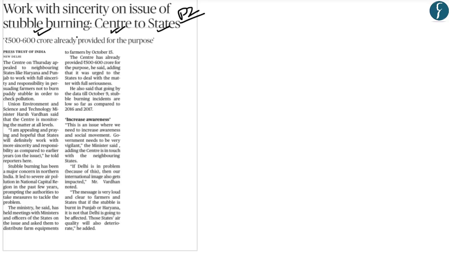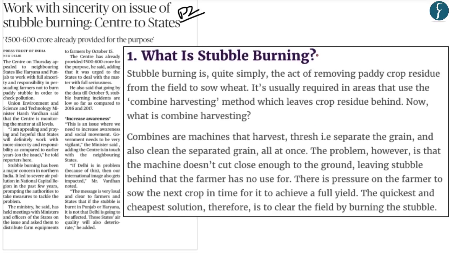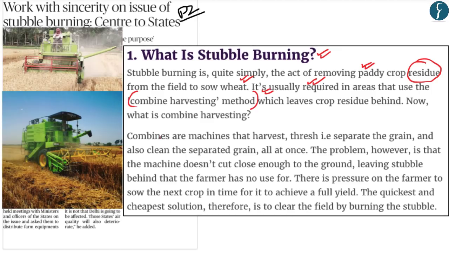Now what we need to understand from this article with regards to the UPSC examination are the various aspects of stubble burning. The first thing that you need to understand is what is stubble burning. Stubble burning in simple terms means removing the residue that is left behind by the paddy crop, and this removal of the residue of paddy crops is usually required in areas that use the combine harvesting method. Now combines are basically machines that separate the grain from the ground. However, the use of this combine machine leads to a problem wherein this machine does not cut close enough to the ground and thereby leaves a small stubble in the field.